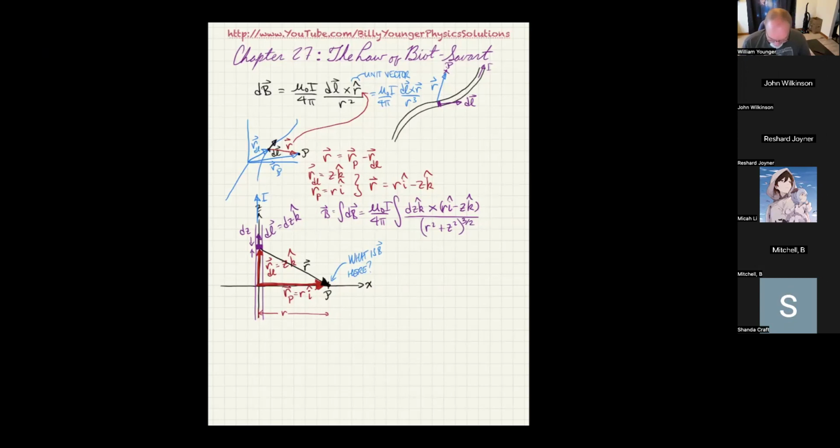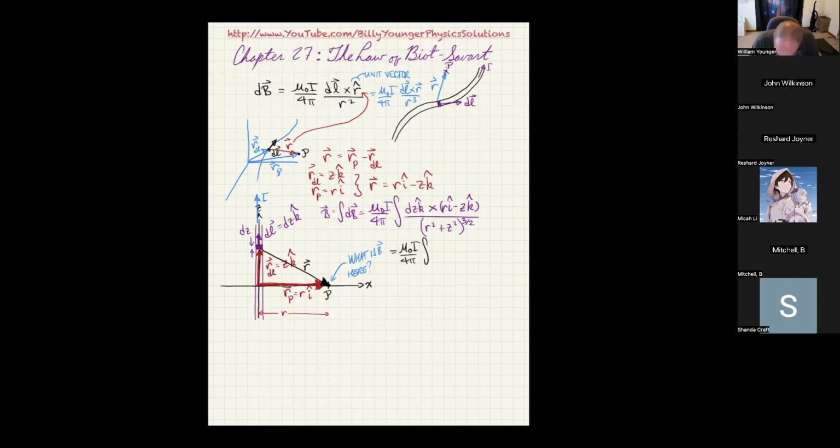and polar coordinates. All right, now dz k hat crossed with r i hat and z k hat, that seems like a nightmare, but it really isn't that bad. Really, all we got to think is the cross product is also a linear operator like the dot product is. So I can take this mu 0 times 4 pi times the integral.